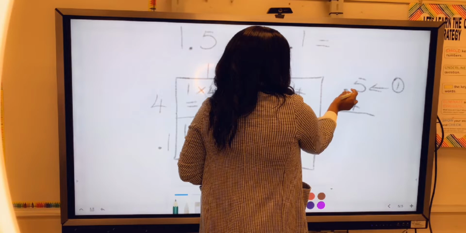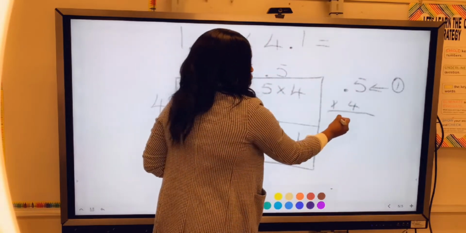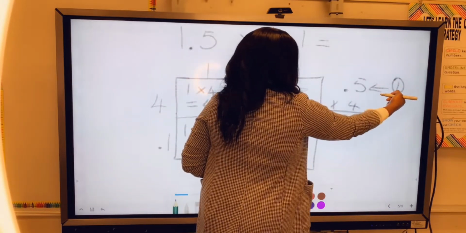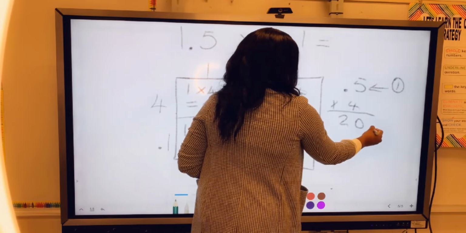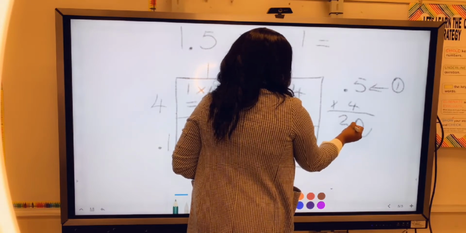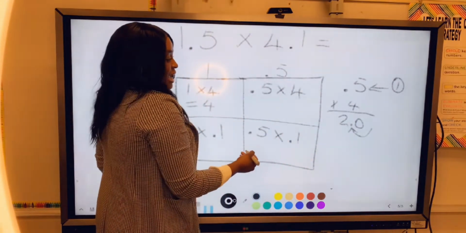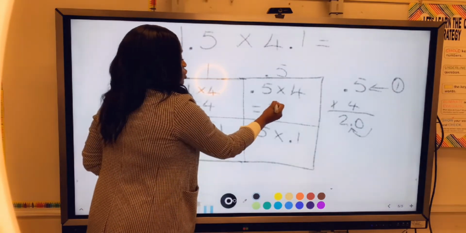Let's ignore the decimal point for a while. 4 times 5 equals 20. Because there's only 1 decimal number, when I swing from the right, my decimal point ends right here. So I know that 5/10 times 4 equals 2.